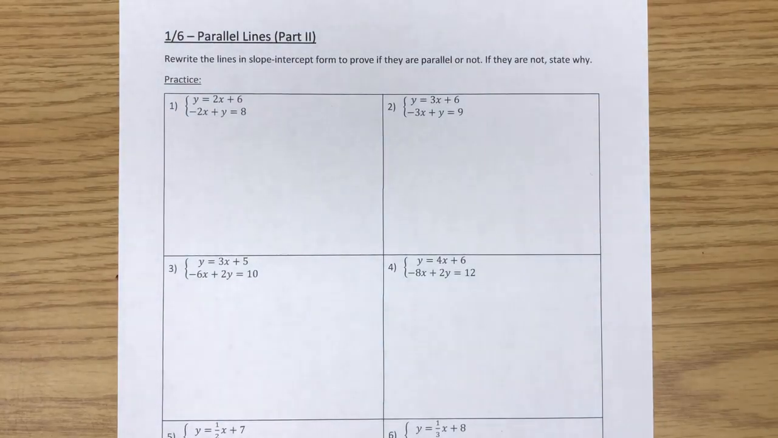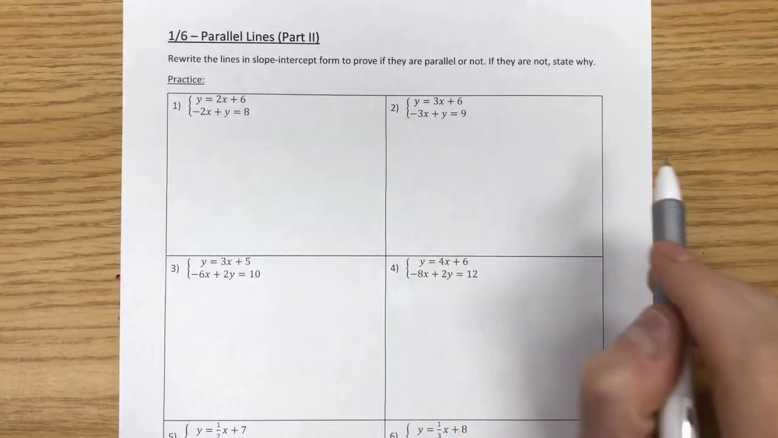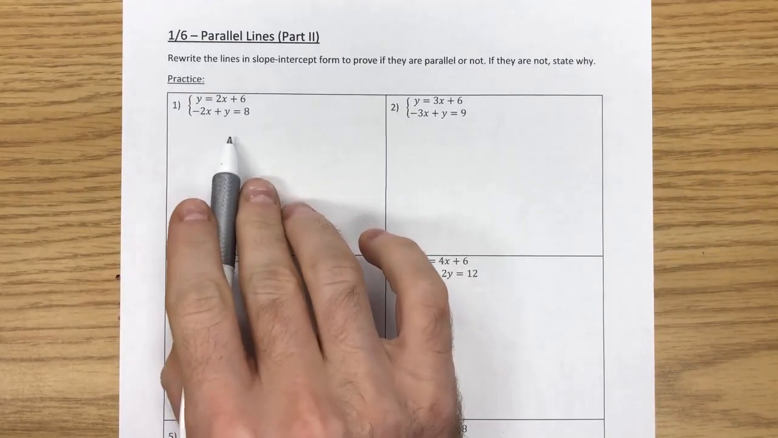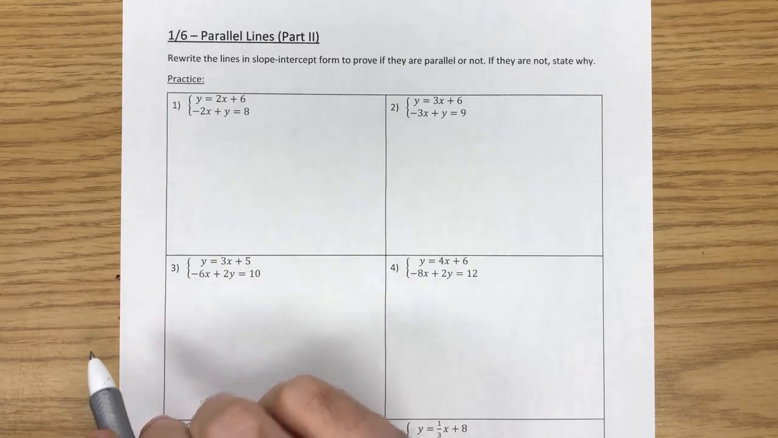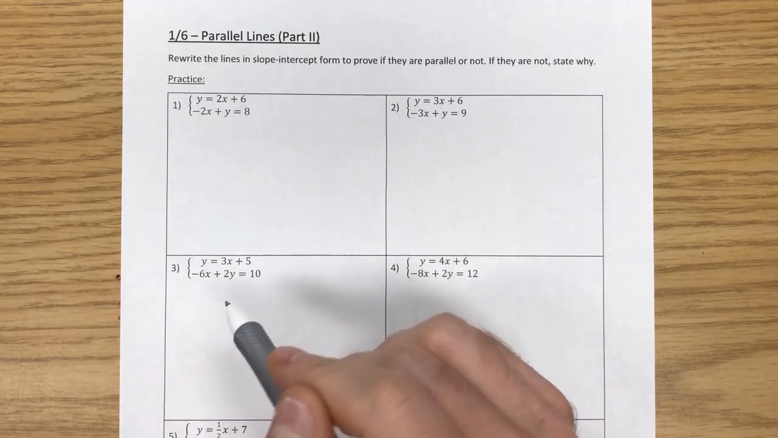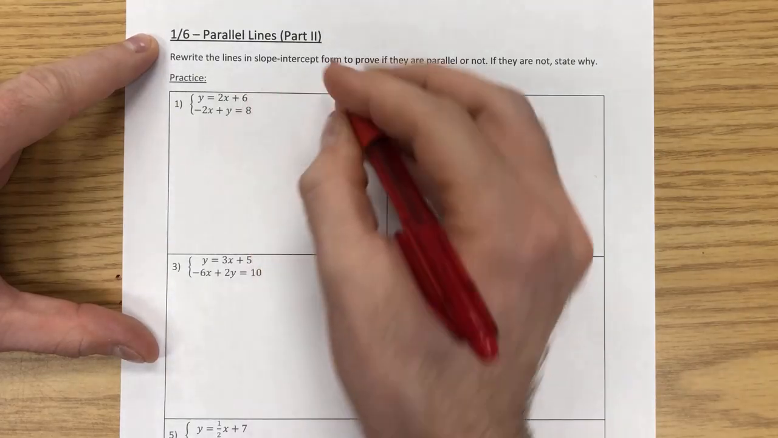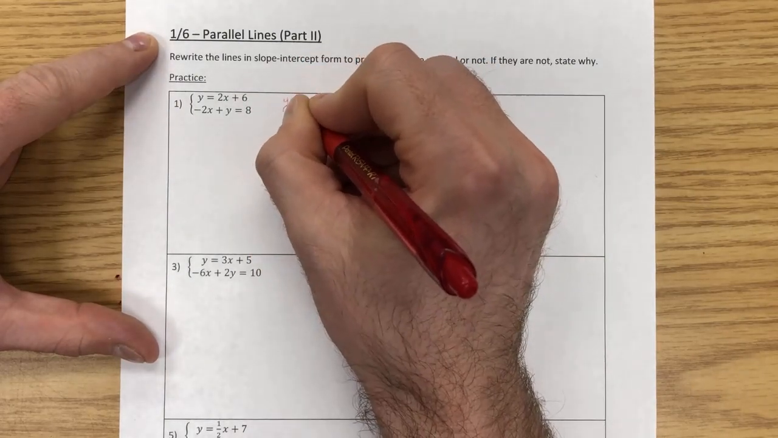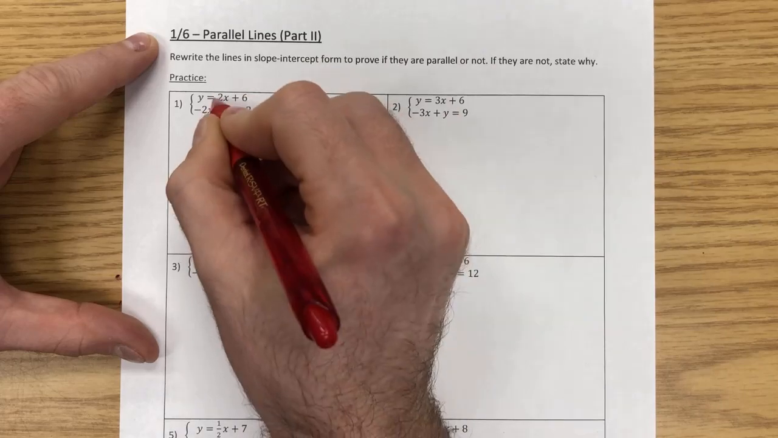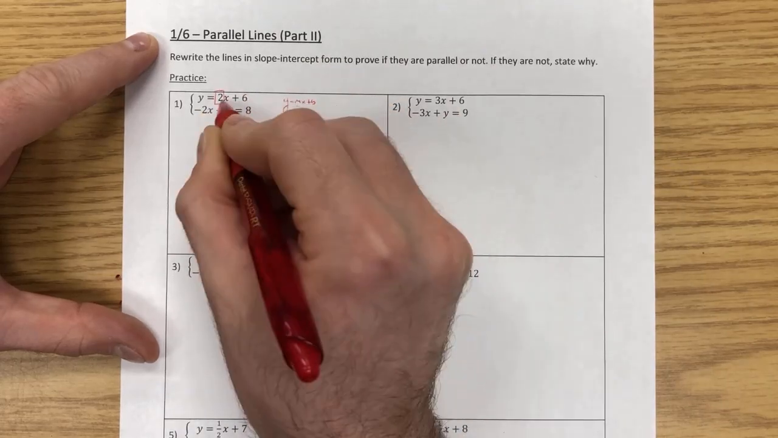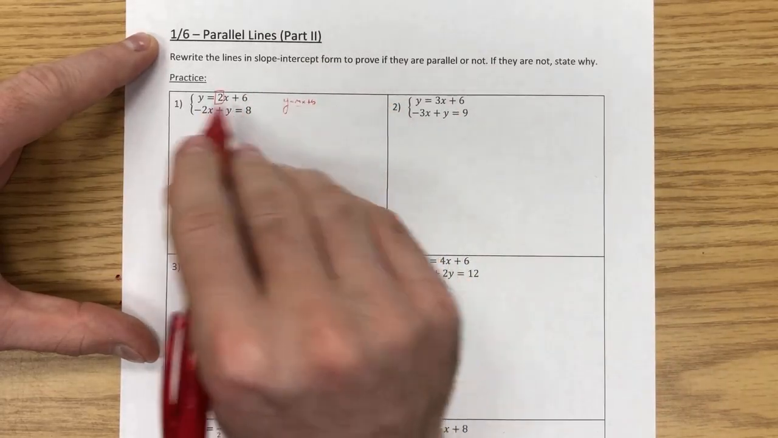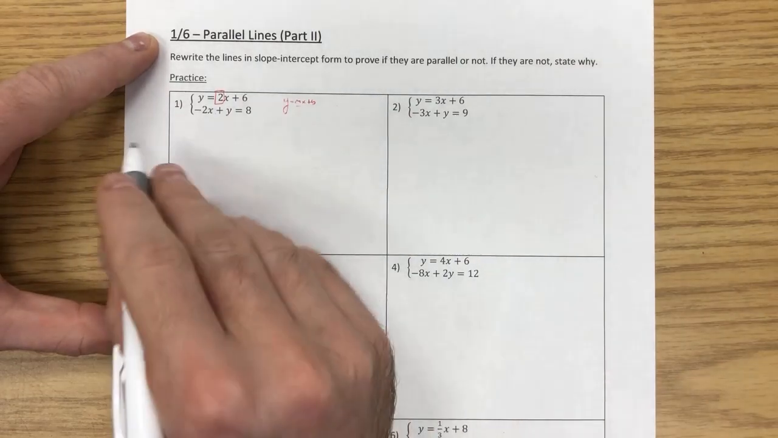Okay, so today we're figuring out if two lines are parallel or not, and if they're not, we have to state why. So really what it comes down to is let's set up both these equations in slope-intercept form so we can figure out what their slope is. Now, the first one, what we can tell is it's already in slope-intercept form, or y equals mx plus b. And what we notice is that the m is 2, so I now have a slope of 2.